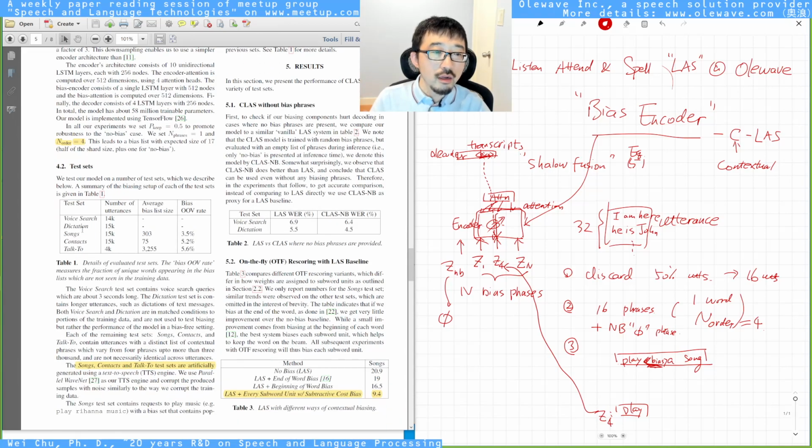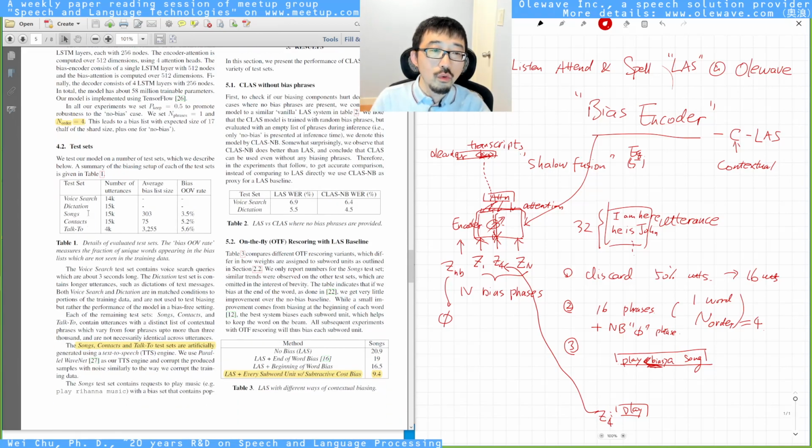Test set. They have their Google Speech bread and butter test set, the most important test set, a voice search test set. They also have this dictation test set. I've never seen this dictation test before. I don't know which dictation set they're talking about. And they also artificially created a test set: song, contact, and talk to test set.